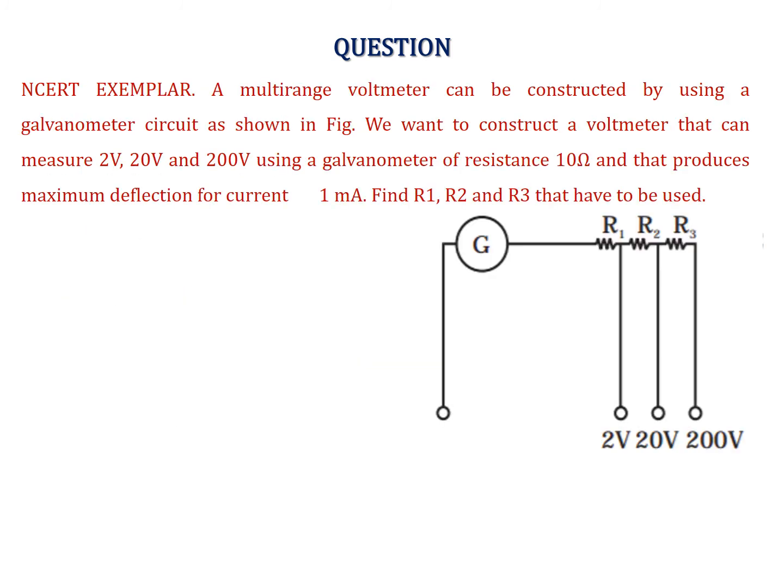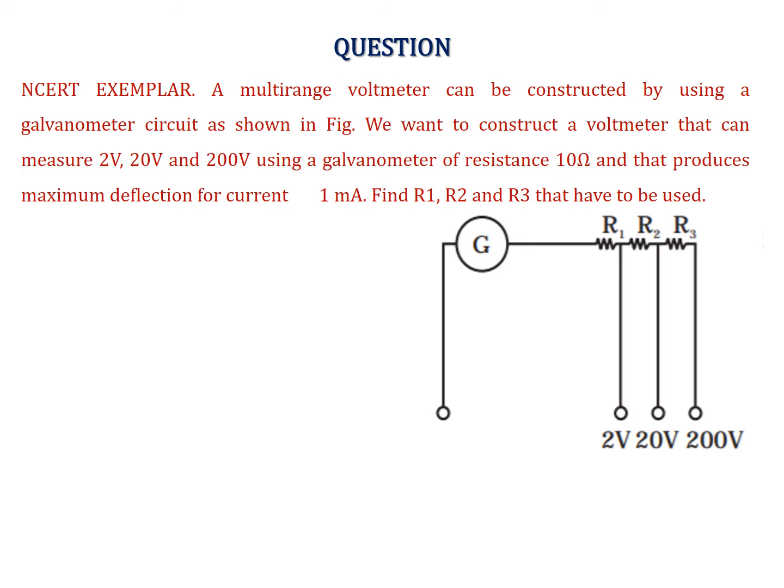We take another question for conversion of galvanometer into a voltmeter. This is a NCERT exemplar question. A multi-range voltmeter can be constructed by using a galvanometer circuit as shown in the figure. We want to construct a voltmeter that can measure 2, 20 and 200 volt using a galvanometer of resistance 10 ohm that produces maximum deflection for a current of 1 milliampere. Find R1, R2 and R3 that have to be used.